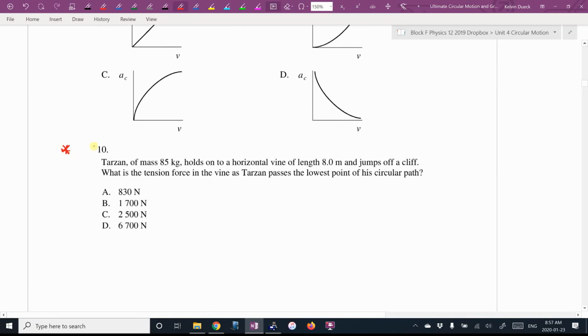Number 10 is nasty but cool. Number 10 is probably either harder than I'll ask, or that would be an example of, oh, he's going to ask one nasty multiple choice question. That might be an example. Look at my online solution key. However, here's what we are imagining. We're imagining that Tarzan is holding the rope exactly perpendicular to the cliff, and then he jumps. Okay? What's the tension force in the vine as Tarzan passes the lowest point of his circular path?